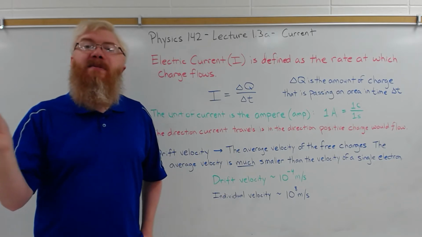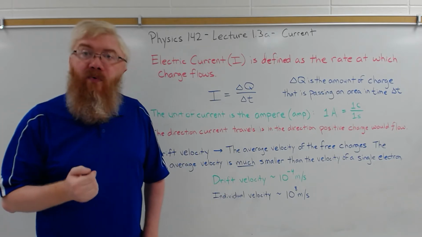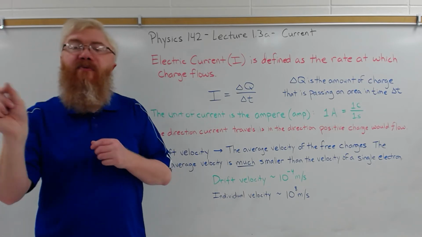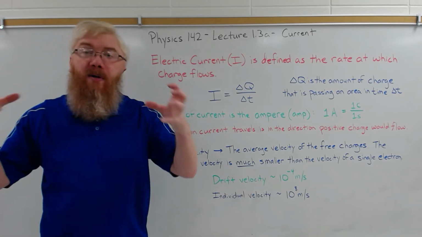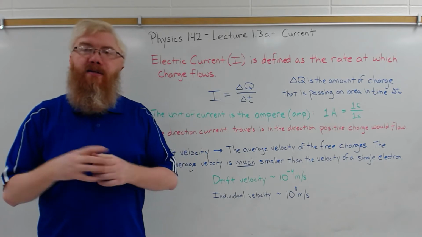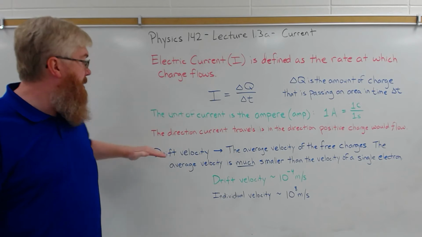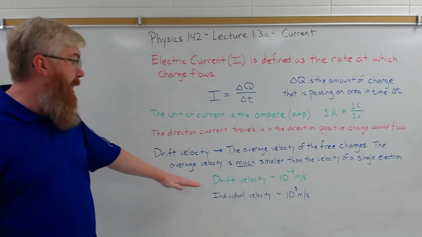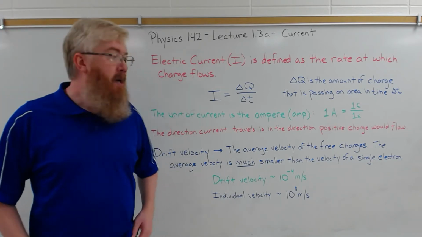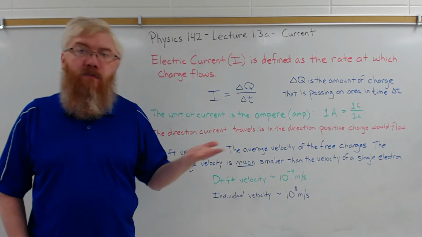So the electrons themselves don't flow very quickly. The electrons move very quickly, but the bulk speed of the electrons through a wire is actually quite slow. So the current is related to this drift velocity, not the velocity of the individual atoms. So think of drift velocity like, again, wind.